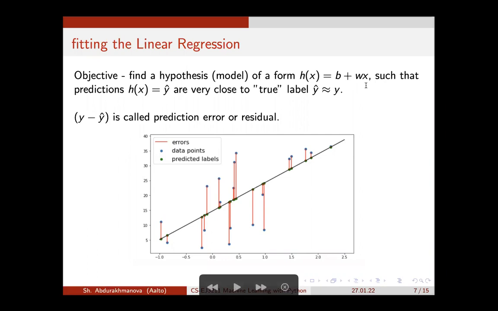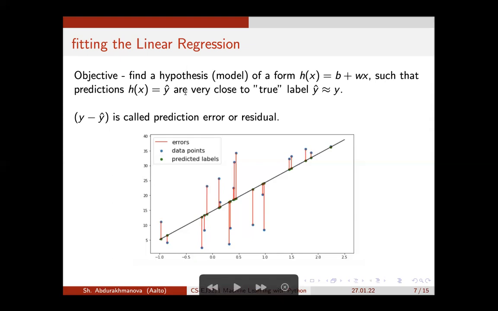And we want this hypothesis to be such that the predicted values, which are often referred to as y hat, will be very close to ground truth or the labels y. Just a quick note that this hat notation is usually used when we talk about some estimates of some variable or some parameter. So in this case, this y hat in our course usually means predictions.